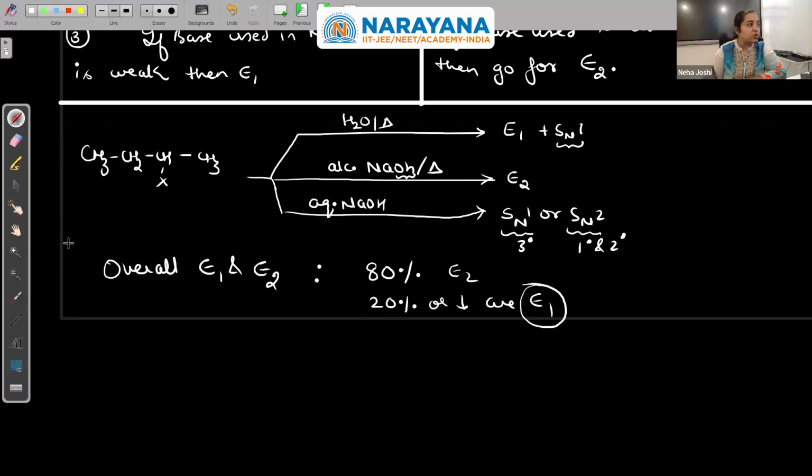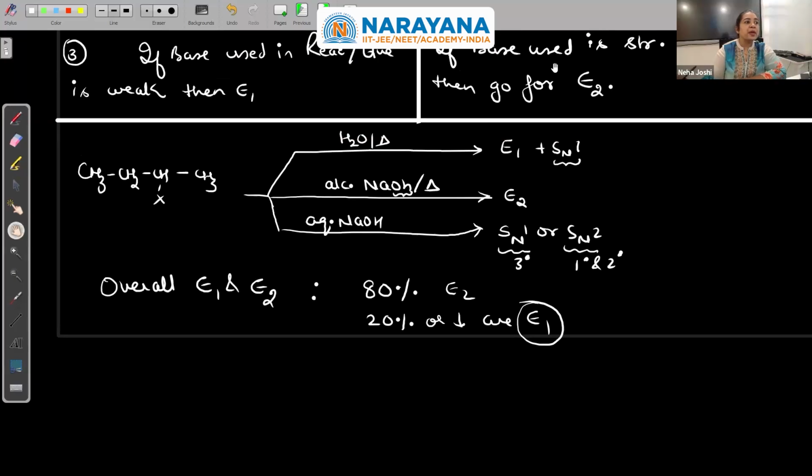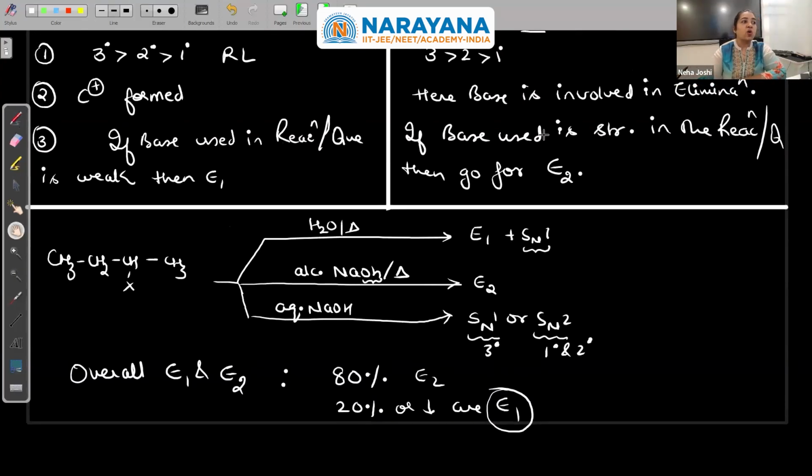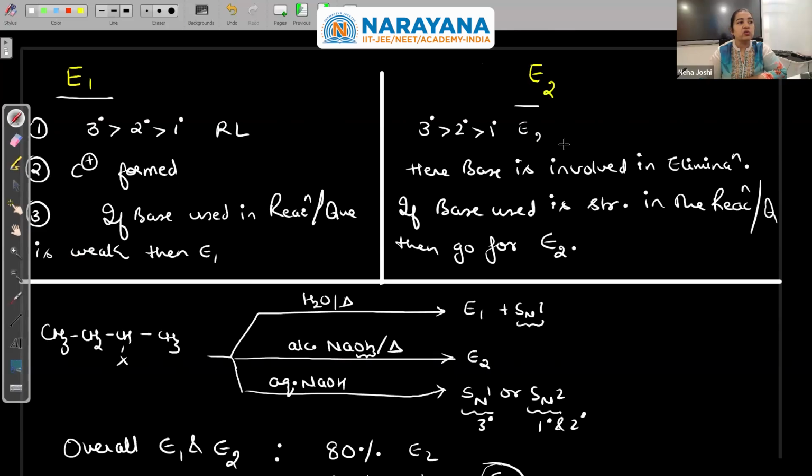Now, in case of E2, yes, SN2 may compete, but the order of SN2 is the reverse of the order of E2. If I talk of the order of SN2, it is 1 degree greater than 2 degree greater than 3 degree.